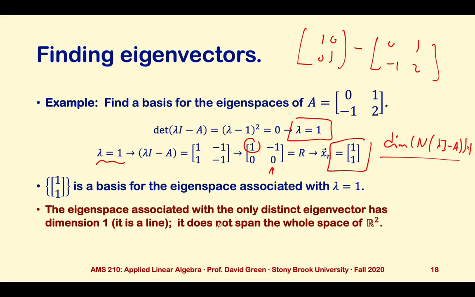Since the eigenspace has dimension 1, not dimension 2, it does not span the whole space of R2. For this matrix, we would not be able to write any vector in R2 as a linear combination of eigenvectors. We could only do that for vectors that happen to sit on this line.